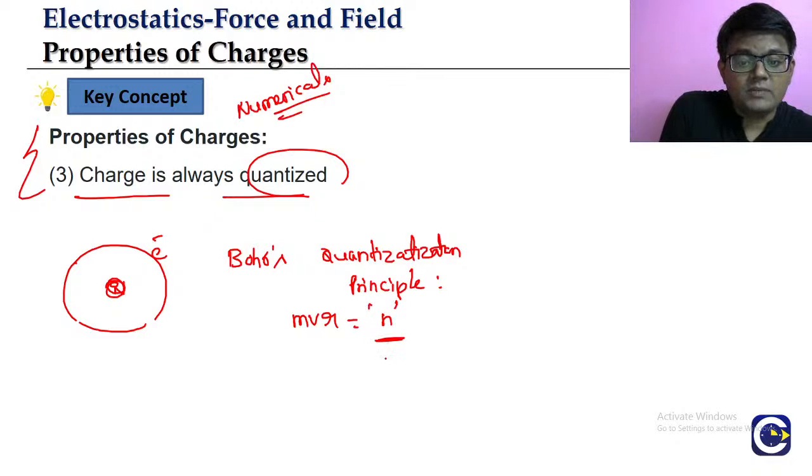Some integer multiple. So n is what? In this case, n will be a positive integer. So integer multiple of h by 2 pi. This is what we call Bohr's quantization principle.